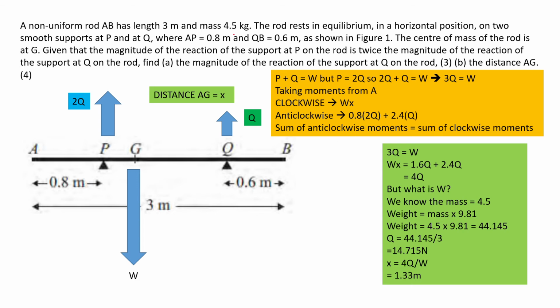However, you know that the mass is 4.5 kilograms. So how do you work out the weight? So the weight is equal to the mass times 9.81. So you know the weight is equal to 44.145 newtons. Put that into the equation 3Q equals W. Then you can work out Q, because then you can divide both sides by 3. You end up with Q is equal to 14.715 newtons.